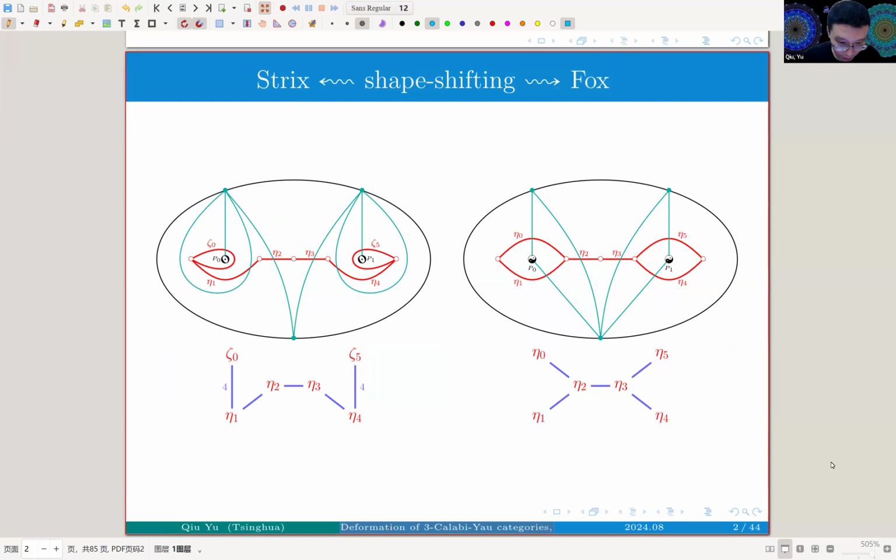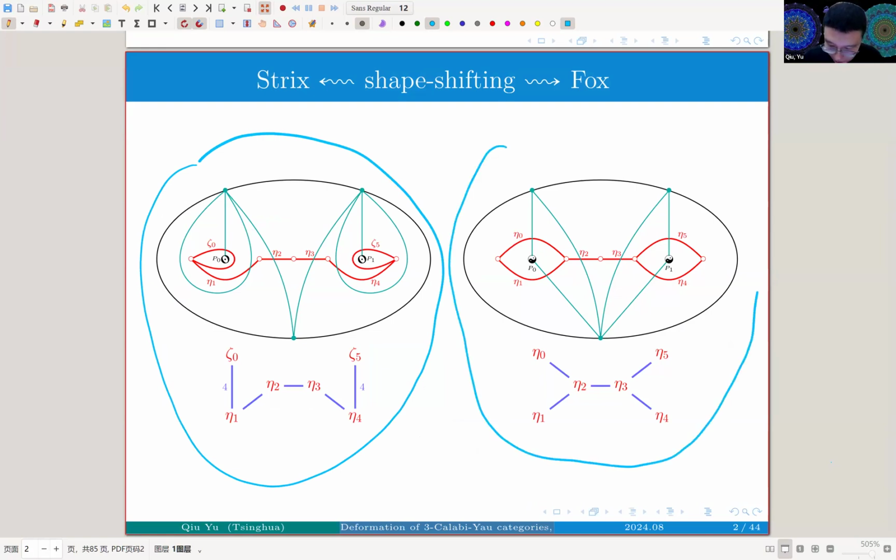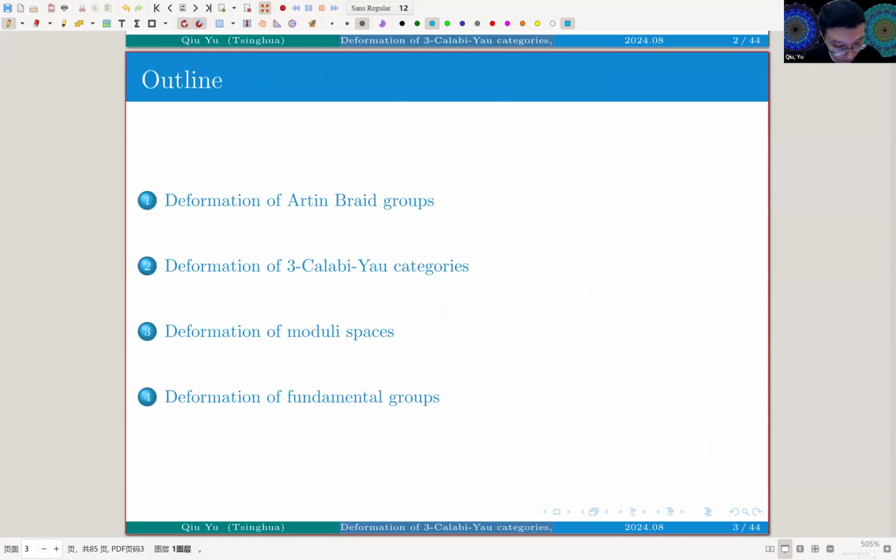And I want to tell you a story of how to deform the left-hand side picture to the right-hand side, which is like a fox. It is another triangulation, which corresponds to a braid group of type D. And also the corresponding category goes from type C to type D. Yeah, so that's the outline of the talk.